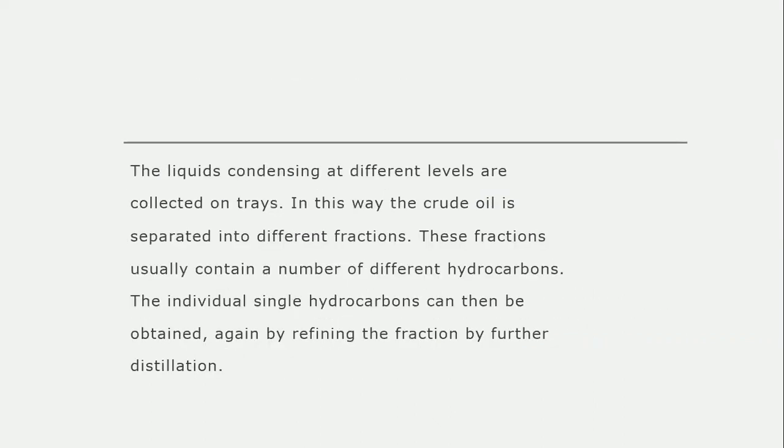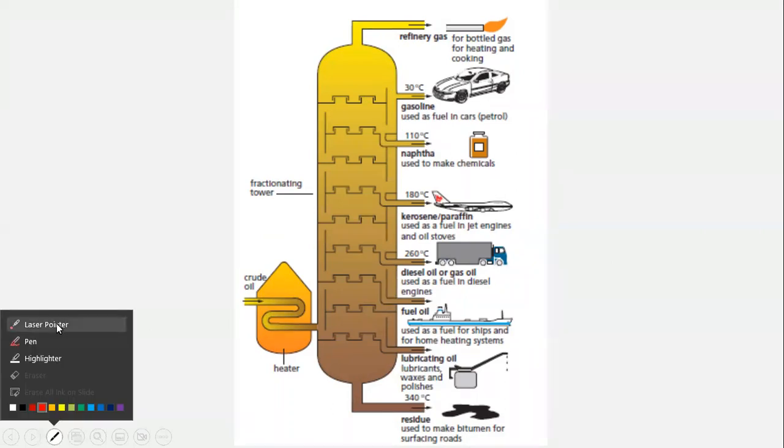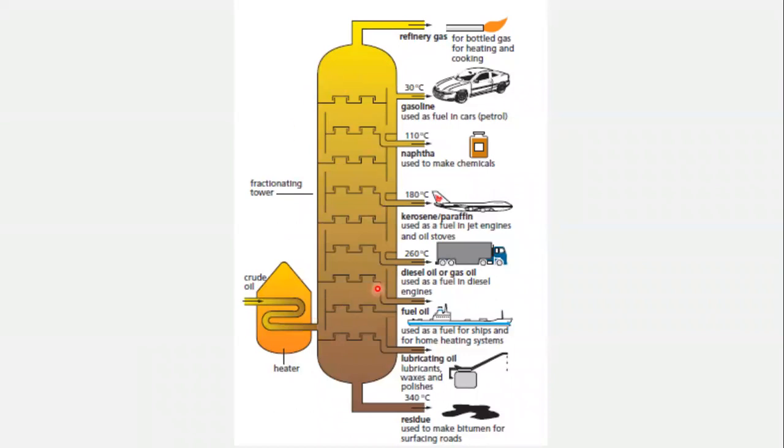Now let's see what happens with crude oil. This is our fractionating tower that is visible in front of you. In the fractionating tower, we have different levels of temperature. The bottom of the tower has the highest temperature, and the top has the lowest temperature. You take your crude oil, which has different hydrocarbons in it, and put it in the fractionating tower. You then separate them based on their boiling points. For example, let's talk about fuel oil.